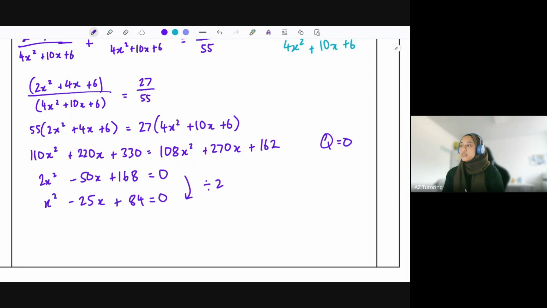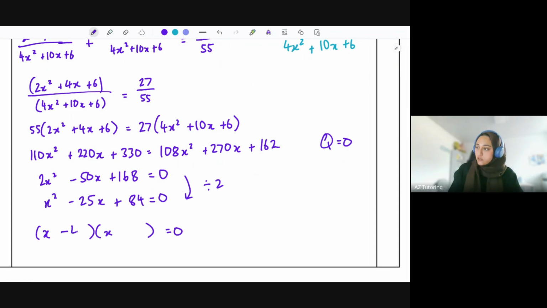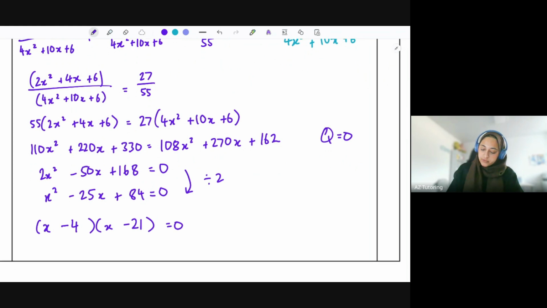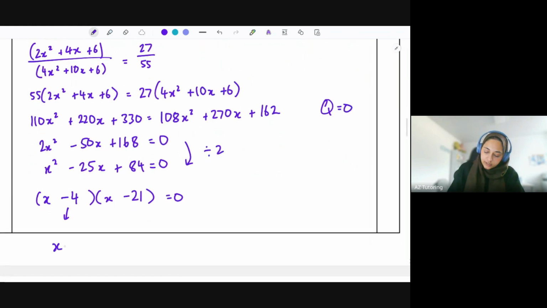Now it's up to you how you want to solve this. You can either use a quadratic formula, which I probably would do in the exam because it's quite tricky to find two numbers that times to give you 84 and add to give you minus 25. Or you can just simply factorize it. Just because of time, I'm going to factorize this, but you can use the quadratic formula. So two numbers that times to give me 84 and add to give me minus 25 is minus 4 and minus 21. So therefore, x equals 4 or x equals 21, but we can't have two values of x.